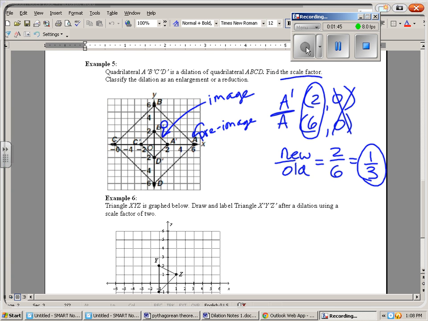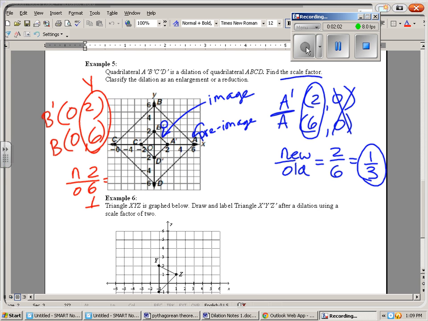For example, let's say that I chose B. So B prime is 0, 2, and B is 0, 6. I'm going to choose the y values. The new y value is 2, the old y value is 6, and again, that reduces to 1/3. And the larger quadrilateral is the pre-image. The smaller quadrilateral is the image, so it became smaller, and that would make sense that our scale factor would be less than 1 since it was reduced, so it was a reduction.